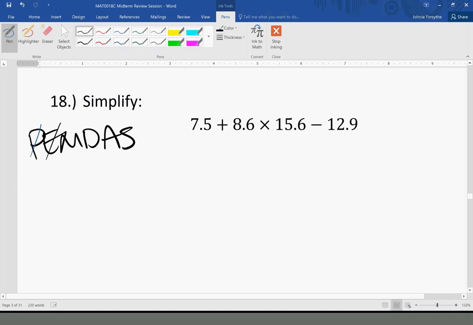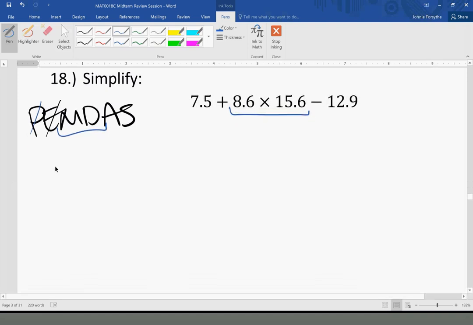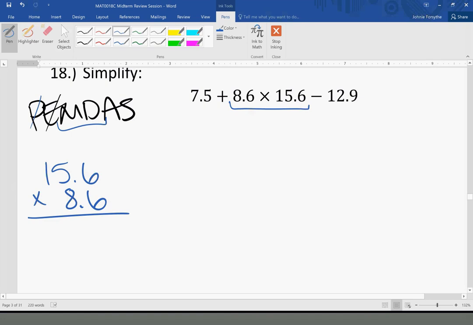We don't have exponents. We do have multiplication to take care of. So we're going to do the 8.6 times 15.6. Now when you multiply decimals, you want to line them up like so. It doesn't matter, I like to put the longer, larger number on top. Okay, so we can ignore the decimals at first as we go through the multiplication steps.